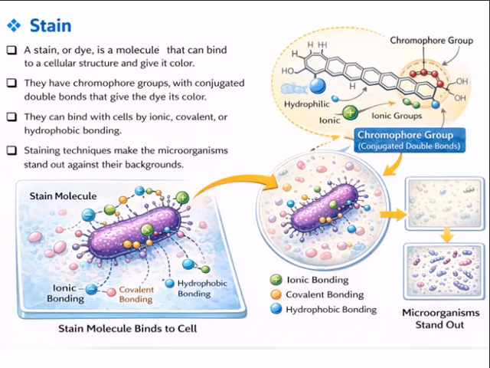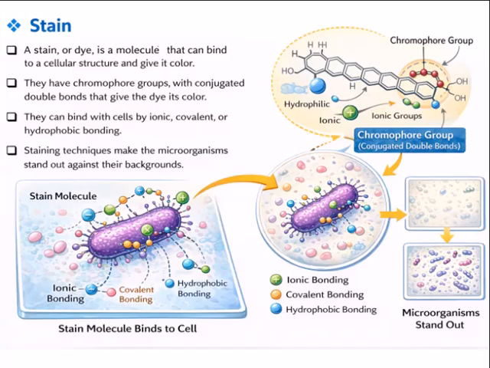How does a stain bind to microbial cells? Stain molecules attach to bacterial cells through different types of chemical interactions. Ionic bonding occurs between oppositely charged ions. For example, a positively charged dye binds to a negatively charged bacterial cell wall. This is the most important mechanism in Gram staining.